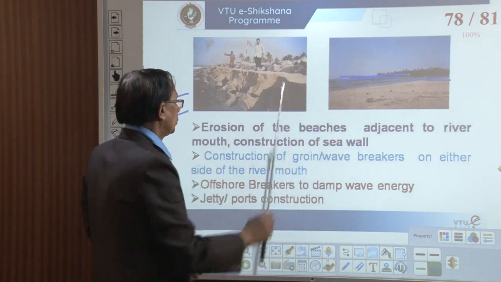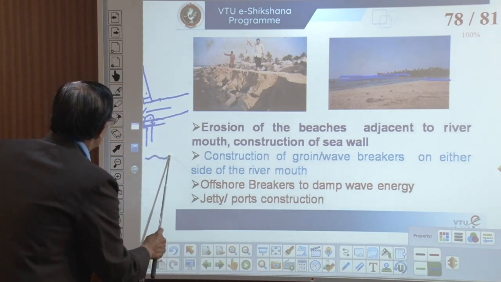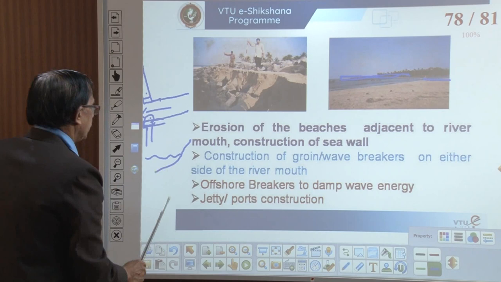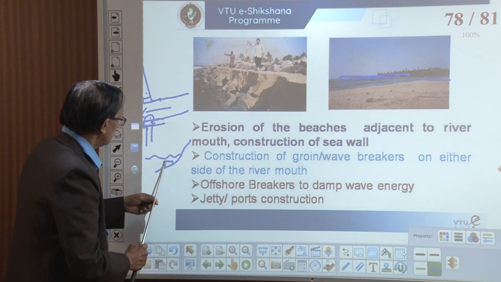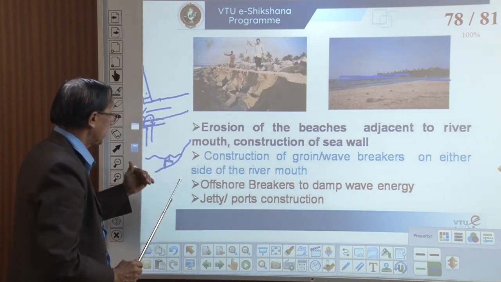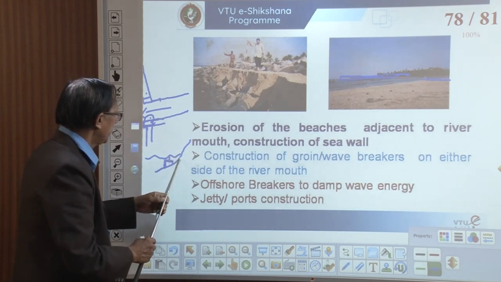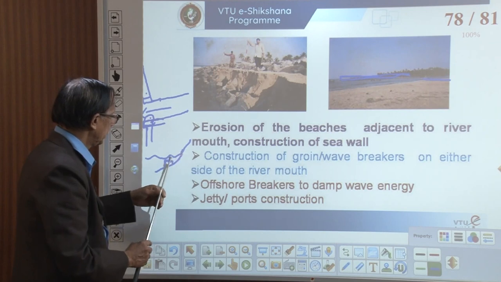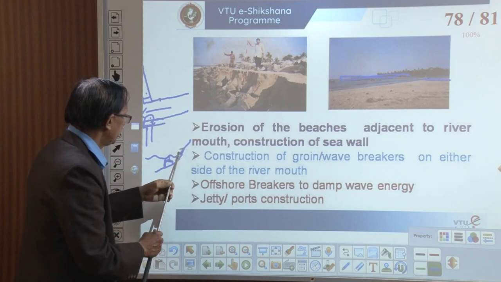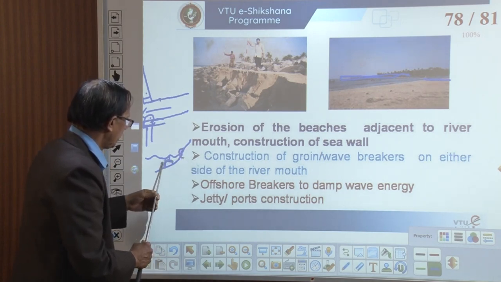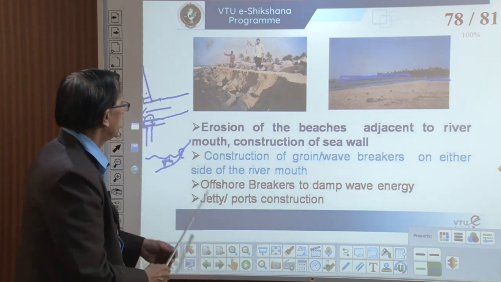These structures are also constructed. Offshore breakers are also constructed. For example, if this is the sea, if this is the land cross section, here if I submerge a structure, then because of this, wave energy is controlled, wave breaking is controlled, therefore low energy waves hit the coast. Because of this structure we call it an offshore breaker. Seawalls are constructed on the land, offshore breakers at some depth, to damp wave energy.